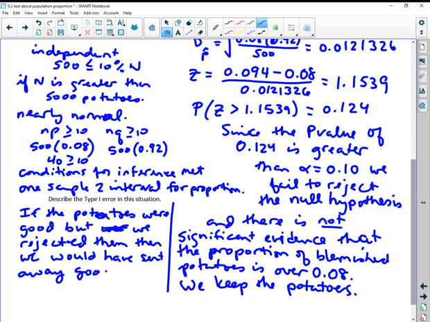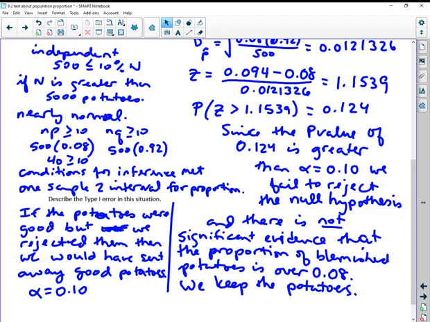Good potatoes. Our supplier would not be happy. And the probability of that happening happens to be the same as our alpha, 0.10. That's for the situation at hand. That's your type 1 error in this situation.